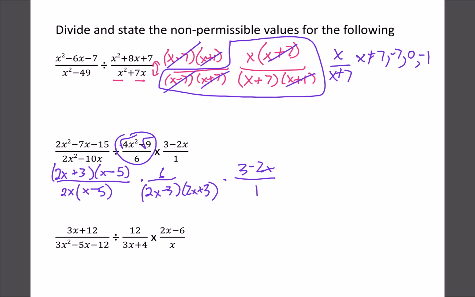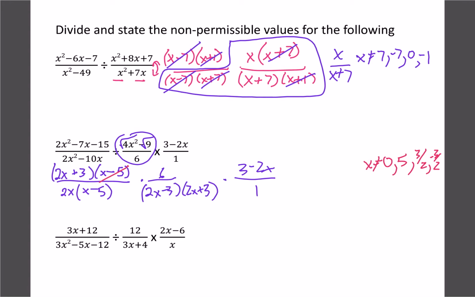Okay, so let's do our non-permissibles first again, just so we get those taken care of. On the bottom of the first one, we've got a 0 and a 5. The bottom of the second one is 3 halves and negative 3 halves. The top we don't have to worry about because it was just a 6, and the bottom of the other one was a 1, so that's good. So we're done with all our non-permissibles.